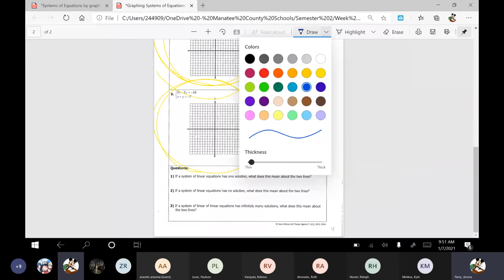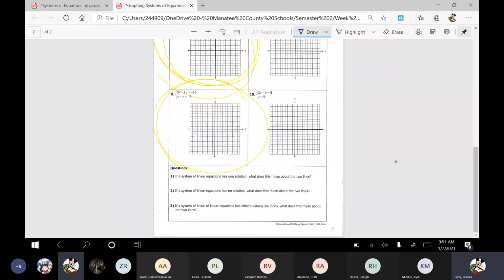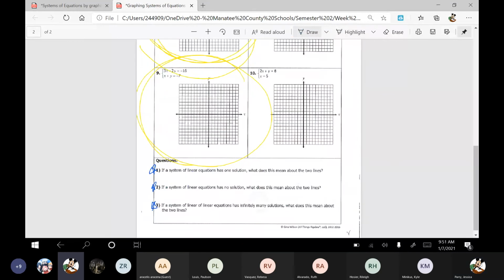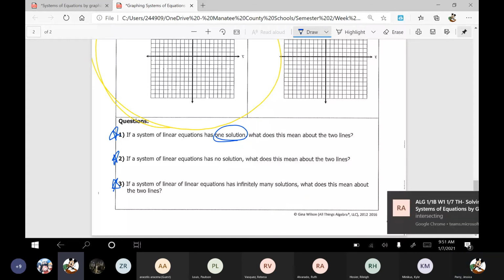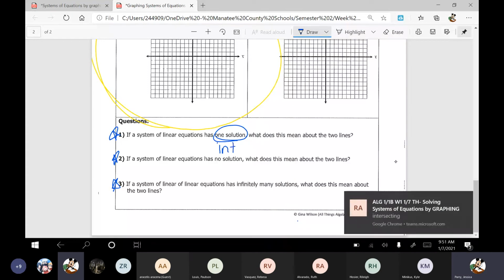Then I'm actually going to have you guys do the last few questions, 1, 2, and 3. Let's just do those really quickly. Those last 3 questions down here. If a system of linear equations has one solution, what does this mean about the 2 lines? So one solution from the notes. Are they intersecting, parallel, or same line? You can write that in the chat. And for this one, they are intersecting.